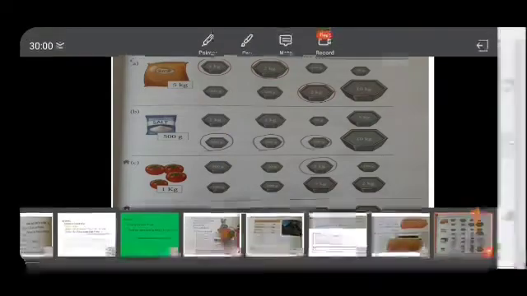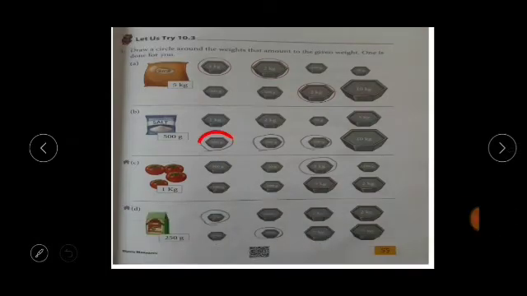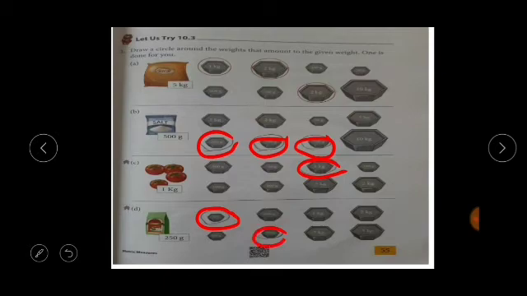Here 500 is there. 200, 200, 200, 100, 500. Then 1 kilogram. Here is 1 kilogram weight. And 250 gram, 250 gram and 200 gram, 250 gram.